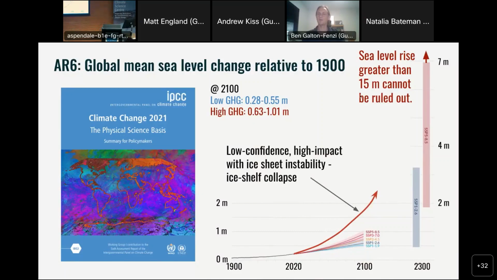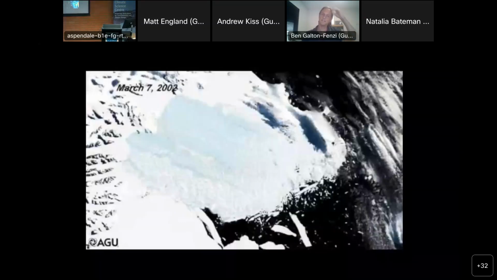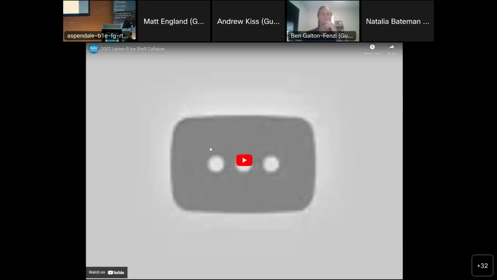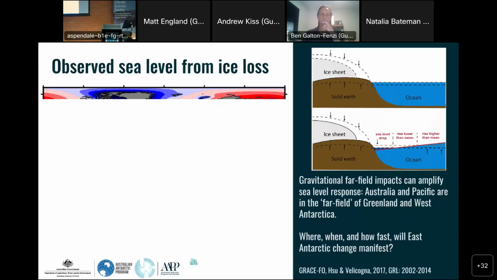It could mean that sea level rise greater than 15 metres can't be ruled out by 2300. A lot of that has to do with deglaciation of first Greenland and then Antarctica. Because of the collapse of, that's supposed to play a movie, that was the collapse of the Larsen ice shelf. So we know that this happens. We know it leads to an acceleration of, it's actually not playing, acceleration of inland flow of the ice into the oceans and subsequent increase of sea level rise.